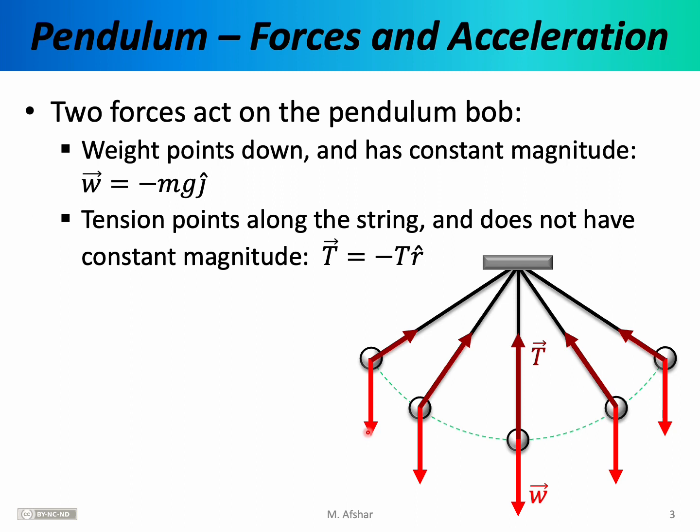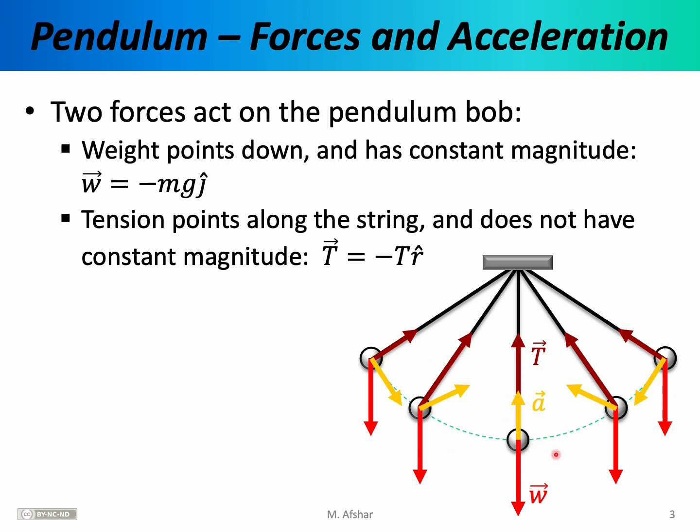A little more precisely, the sum of these two forces at each point gives us the net force, and of course the net force gives us the acceleration using Newton's second law of motion. And then once we have the acceleration, in principle we can figure out the velocity and the position of the pendulum. It turns out the acceleration vector in this case is a little more complicated than what you might expect.